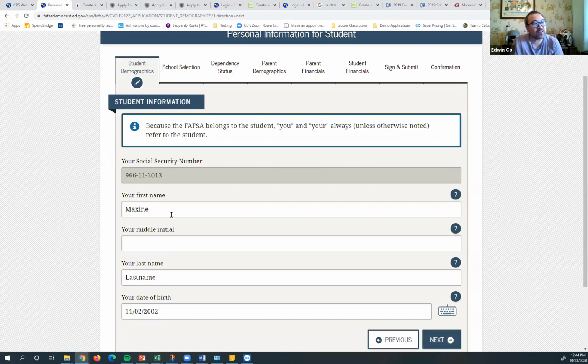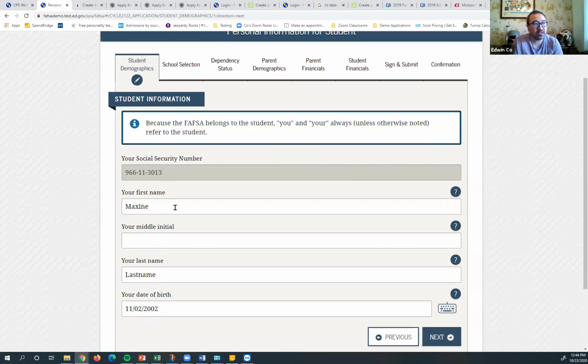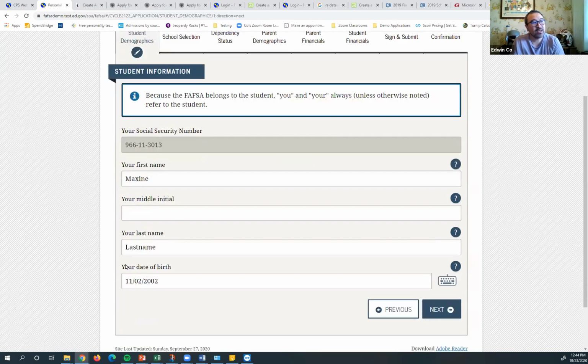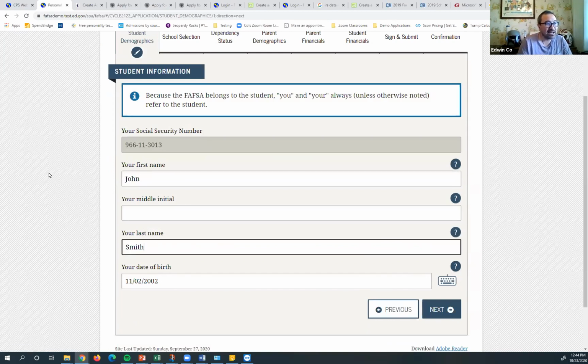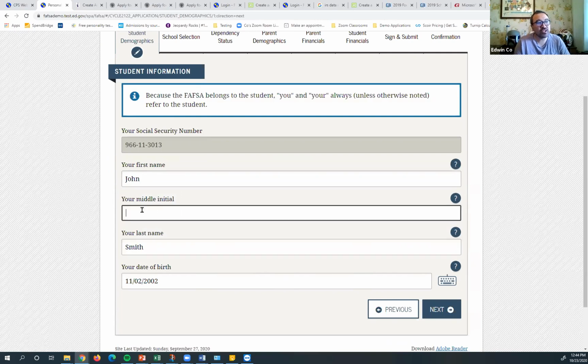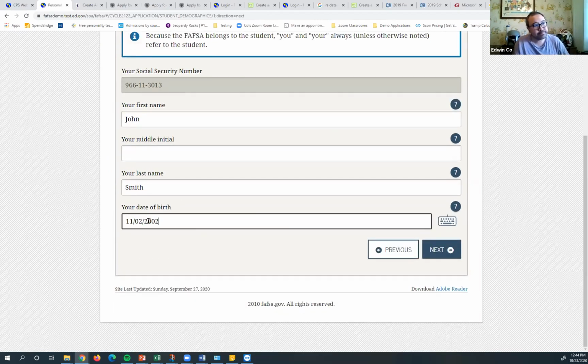Right. So first of all, verify that your name and social security number are correct. First name, middle initial, and last name. Middle initial is important because often, if you have a common name, there are a lot of people with that common name. Like let's say your name was John Smith. A lot of people are named John Smith. So make sure you have your middle initial. Whatever's on your social security card would be best. Your date of birth. Hopefully you know that by now.